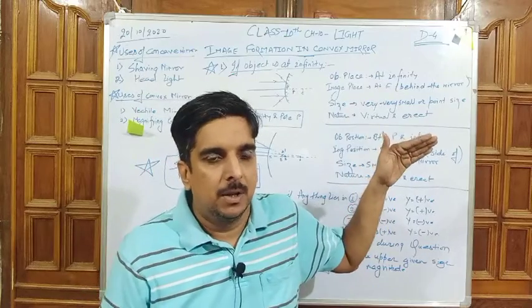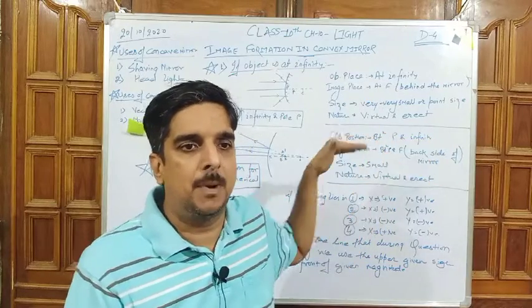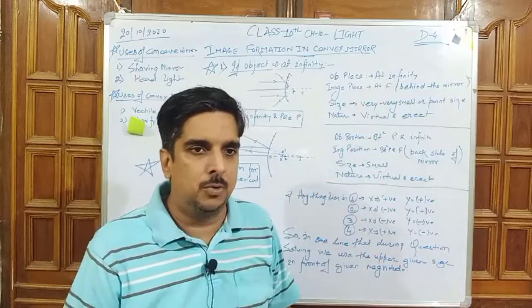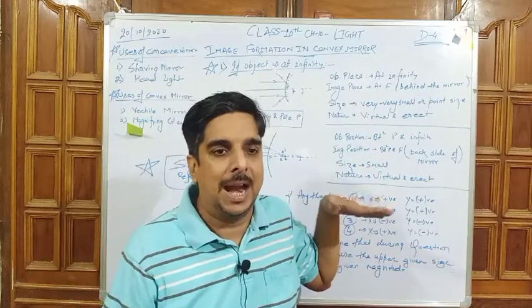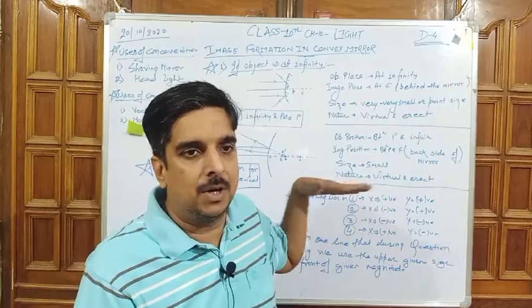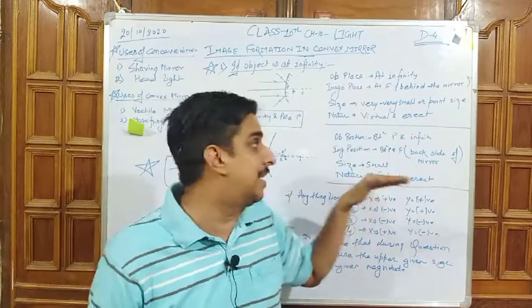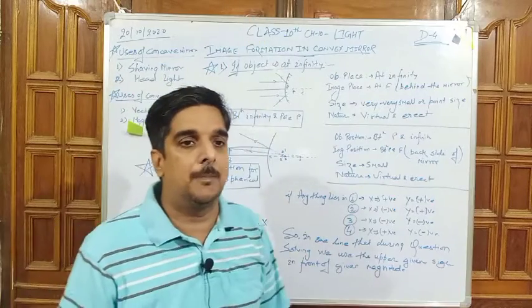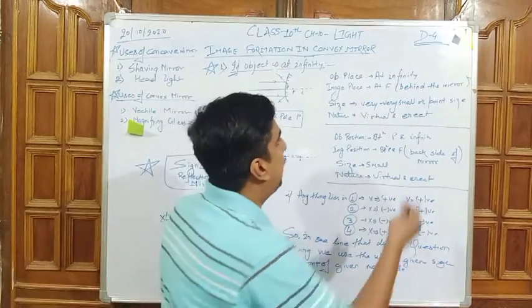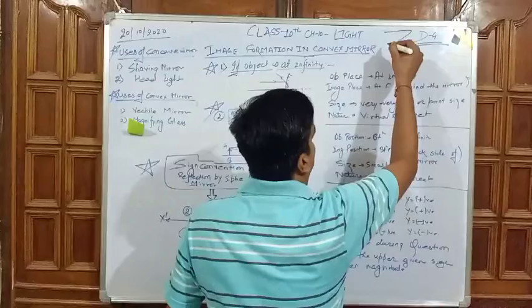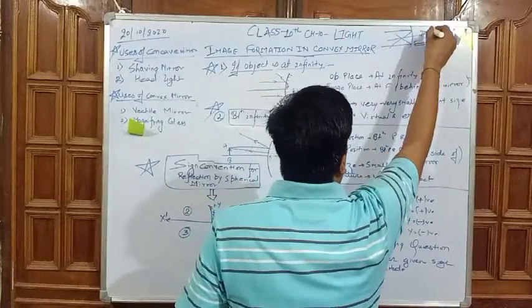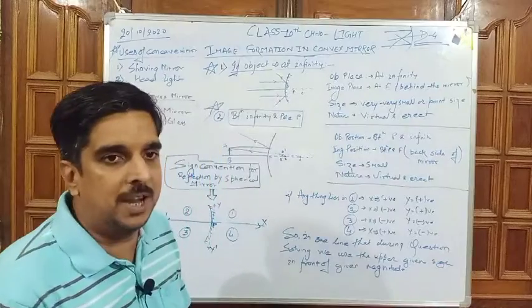The upper ray, which is above the principal axis line, that reflected ray will move into the downward direction, and the ray which is below the principal axis line, after reflection it will move into the upward direction. For example like this one, that one was the concept for concave mirror.